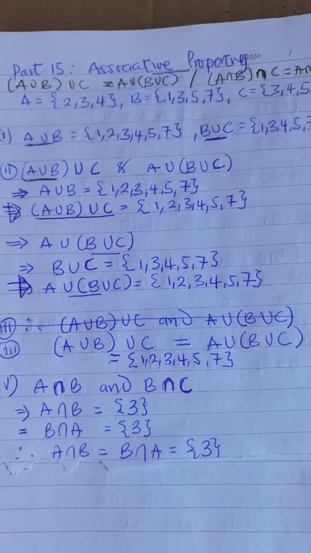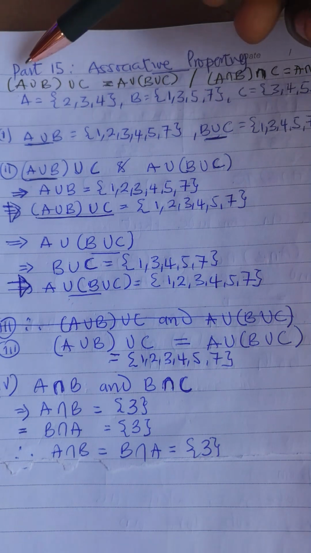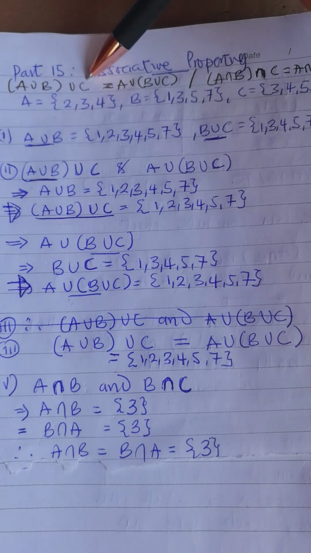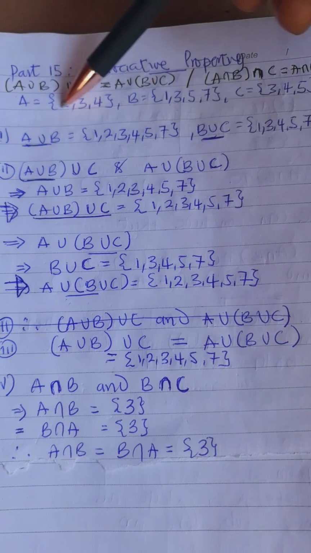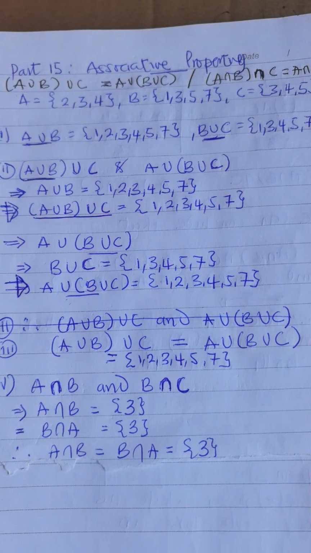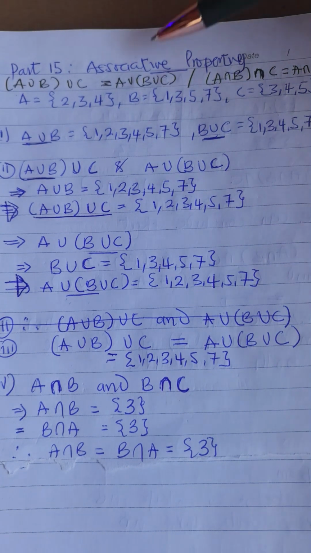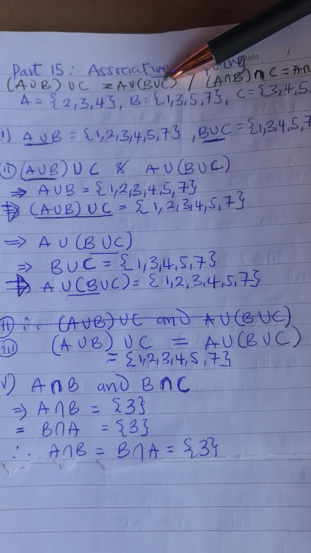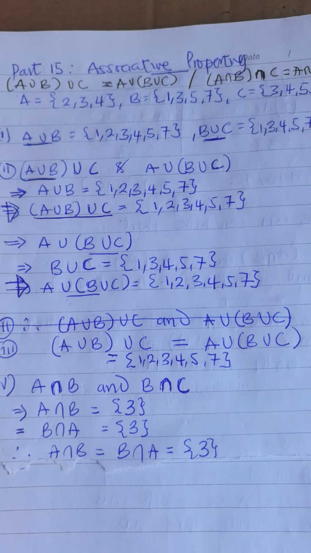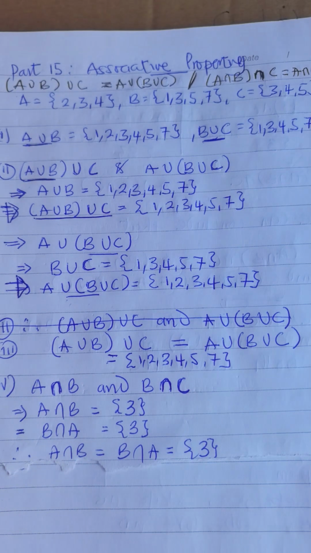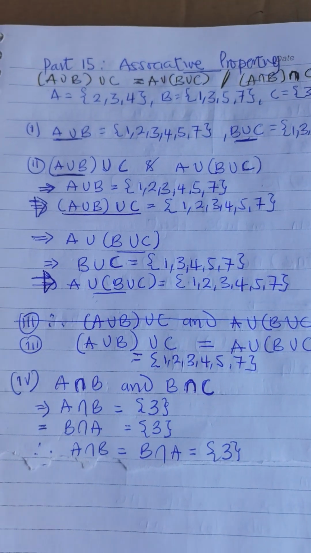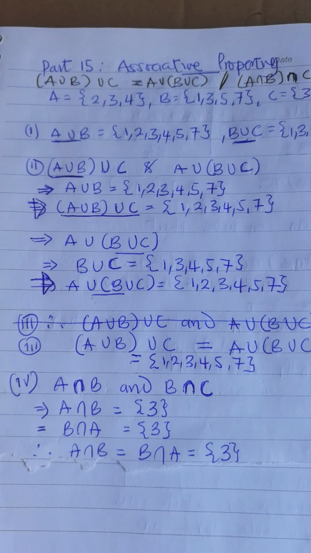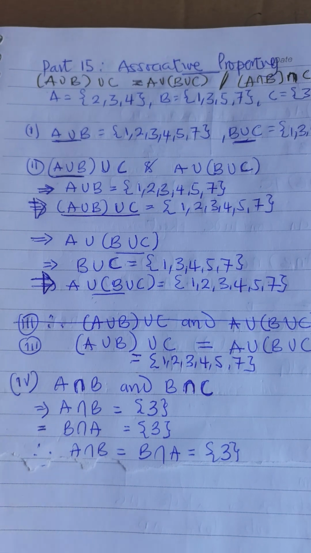What do we mean by that? Whenever you are given a question to solve, if you solve the left side separately, the result that you get will be equal to what you get when you solve the right side separately. That is the main idea. Don't get it twisted. That's the main idea.